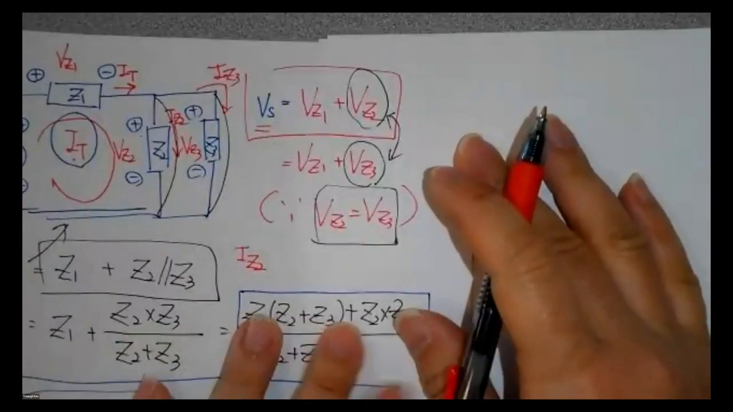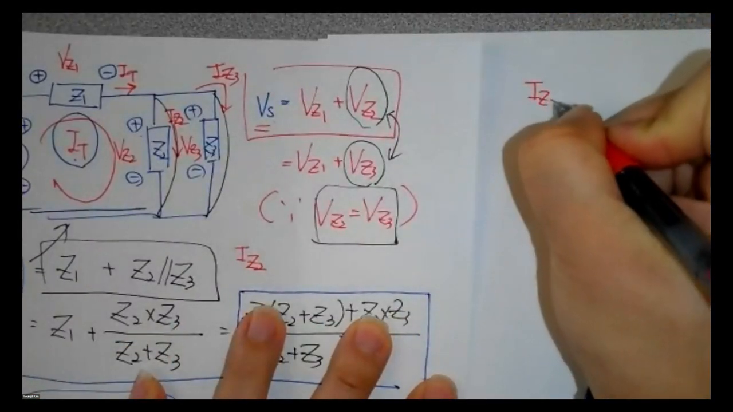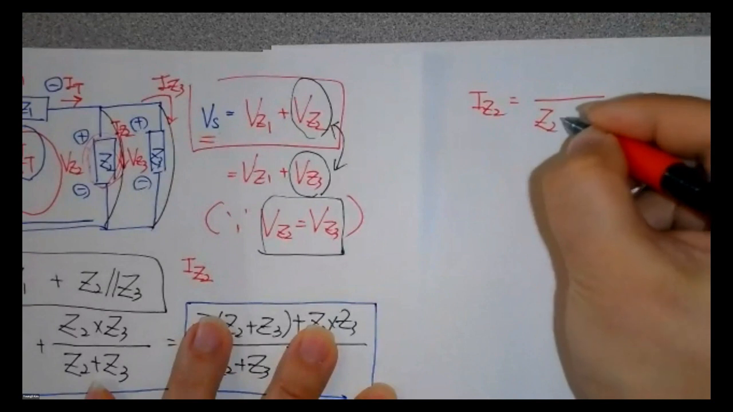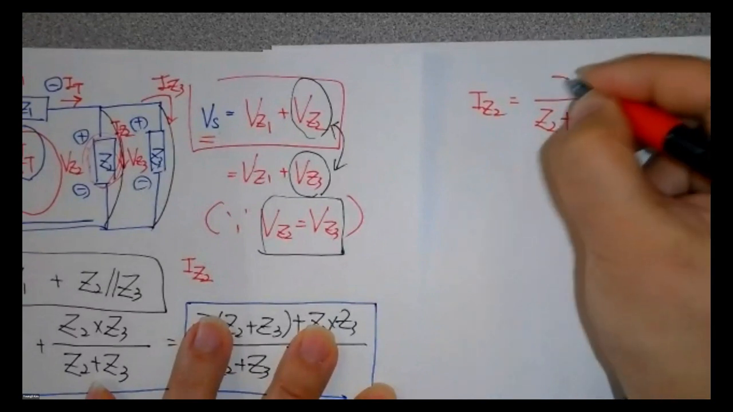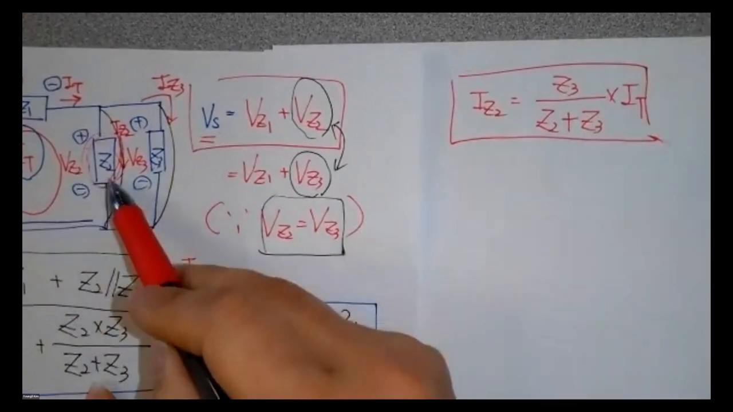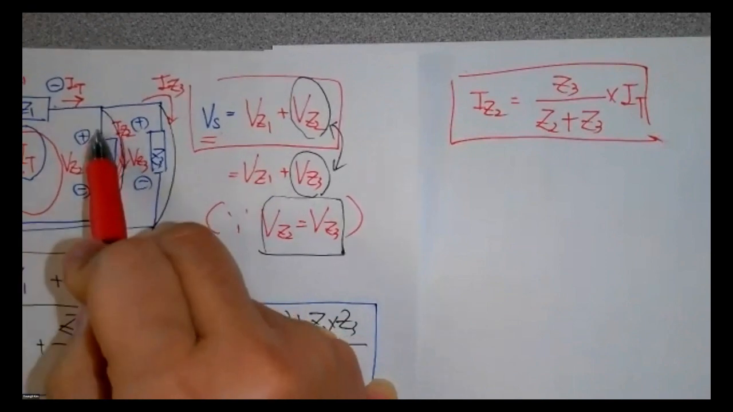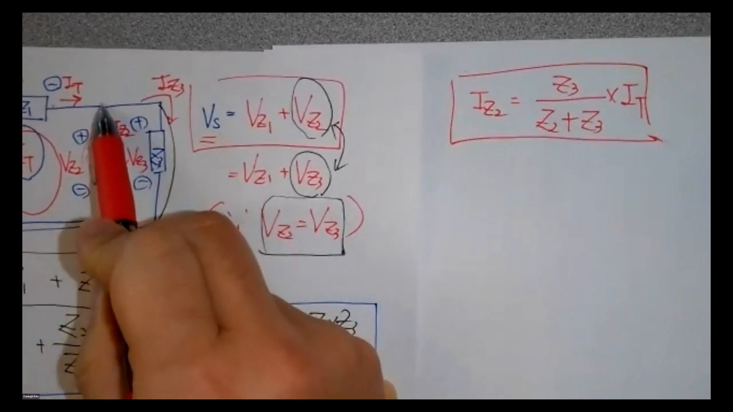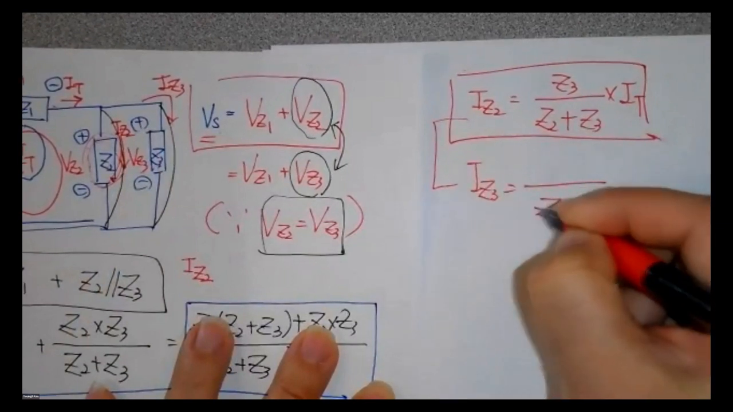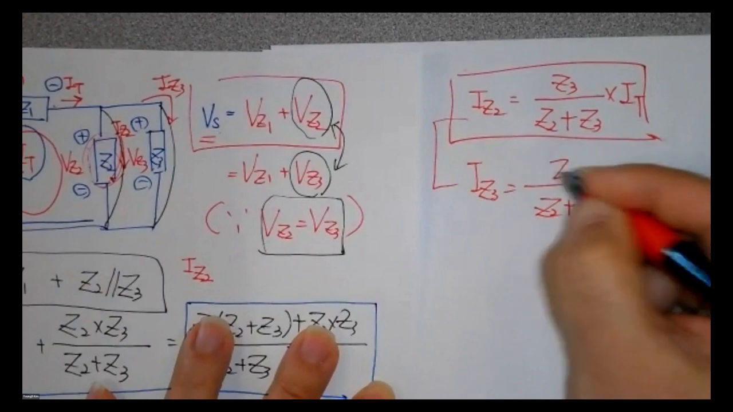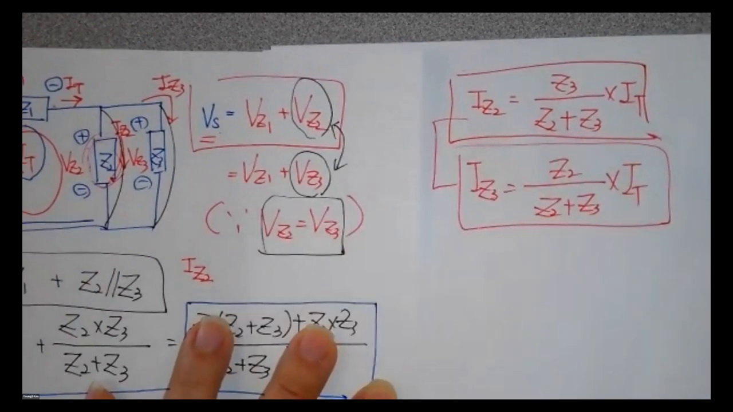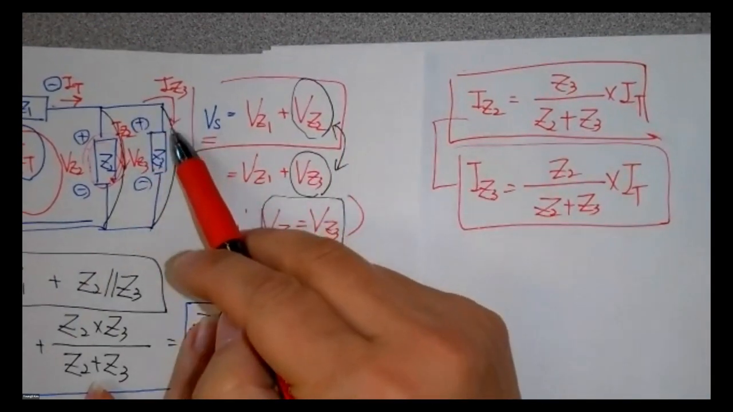So here, I sub G sub 2 is G sub 2 plus G sub 3, G sub 3 multiplied by I sub T. That is the current divider rule. And then I sub G sub 3 is equal to G sub 2 plus G sub 3 over G sub 2, multiplied by I sub T. Okay, that is I sub G sub 3.